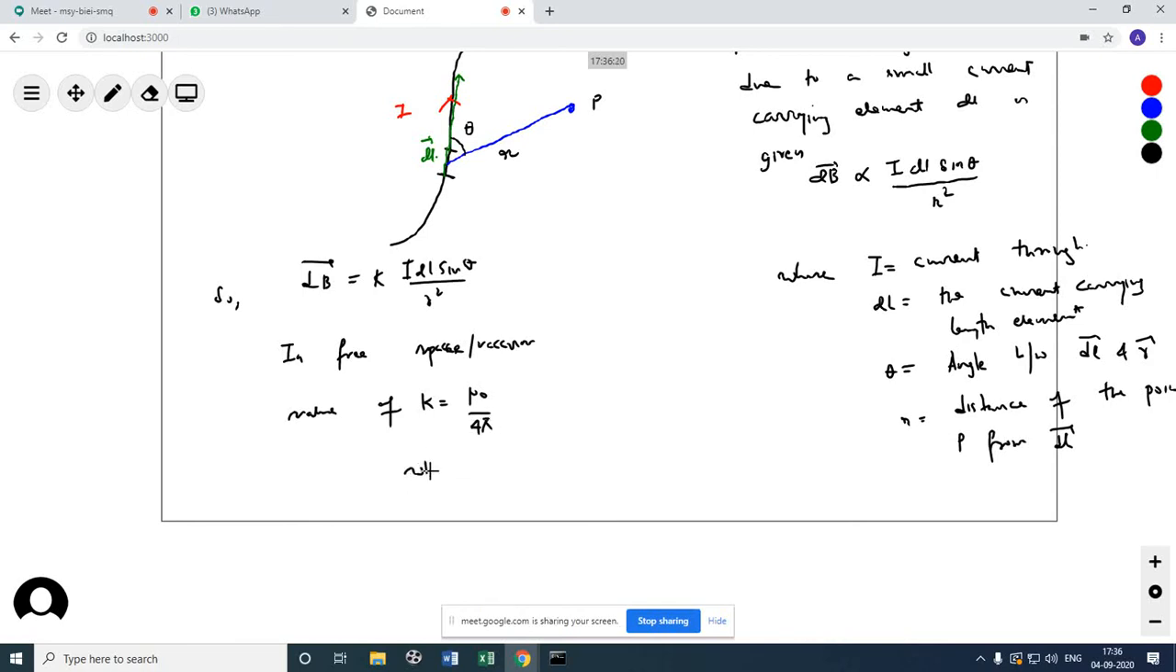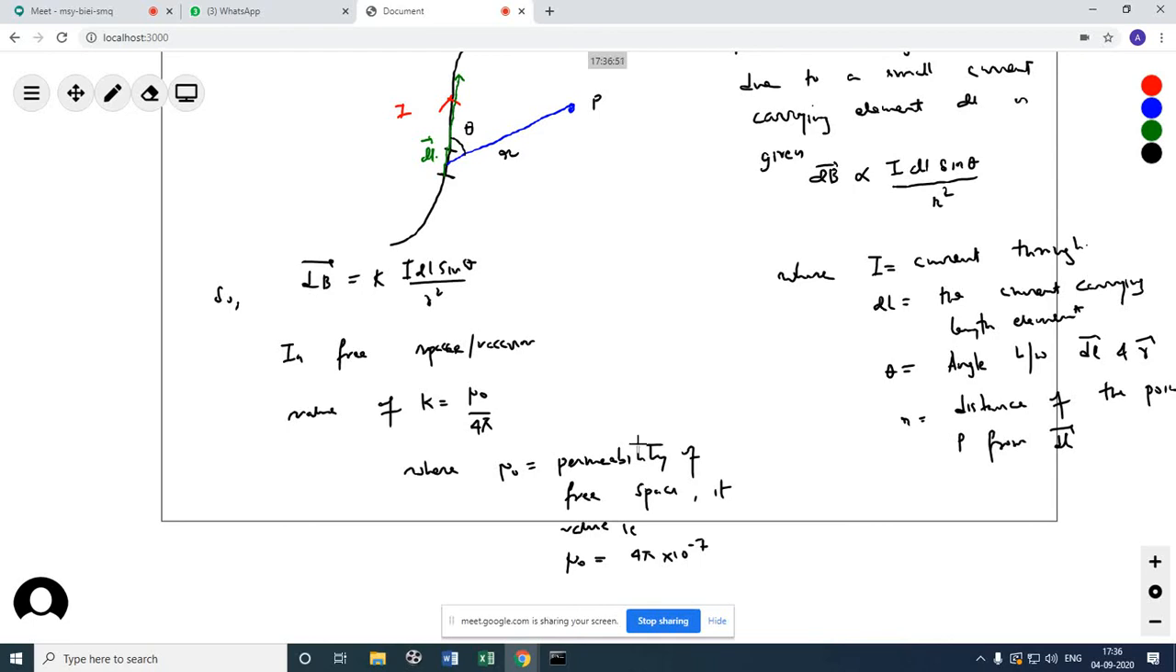What is mu naught? Mu naught is the permeability of free space. Its value is mu naught equals 4 pi into 10 to the power minus 7. What will be its unit now? The SI unit of B is Tesla.